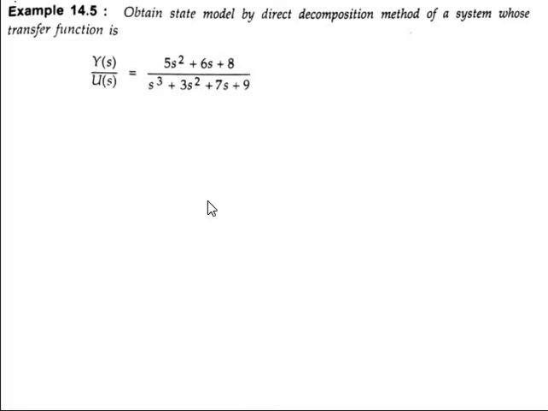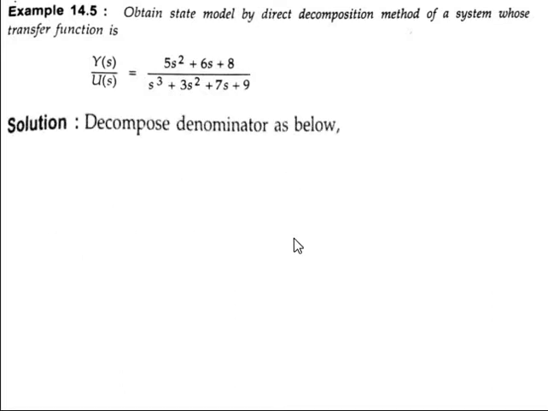Decompose the denominator, as I already gave an example. Therefore, decomposition of the denominator is as below. The given denominator is s power 3 plus 3s square plus 7s plus 9. So this can be written as (s plus 3) into (s plus 7) into (s plus 9). Like that we can split, or program, the denominator.